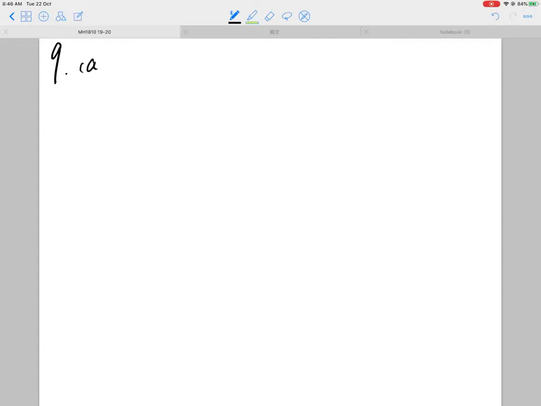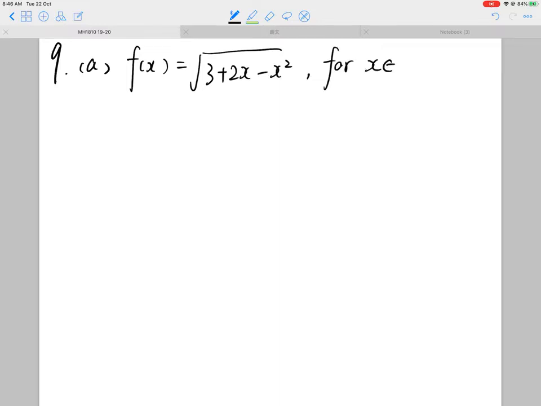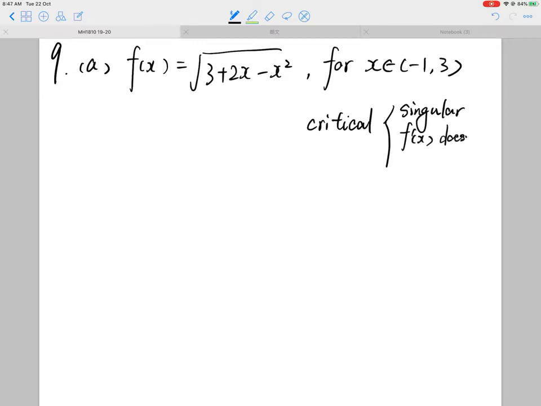Okay, problem 9 is to classify all the critical points. Remember, what are the critical points? There are two types, right? First is called singular. Singular is when the derivative does not exist. Let's say singular point x equals a, then at point a the derivative does not exist.